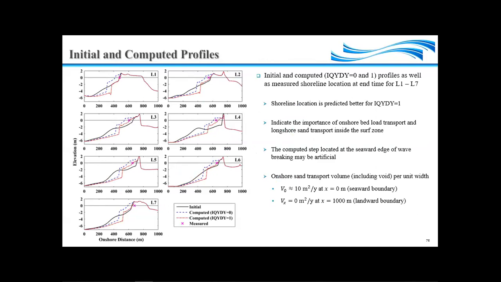So you can see that this is the initial profile using numerical modeling, because this is the actual measured profile, and the computed one, blue and red, and this is the measured shoreline location. So we say we need onshore sand transport, but also onshore sand loss to predict shoreline location. Yeah, this one gives a good agreement. Shoreline location tends to be predicted well if you add both cross-shore sand transport and onshore sand loss.